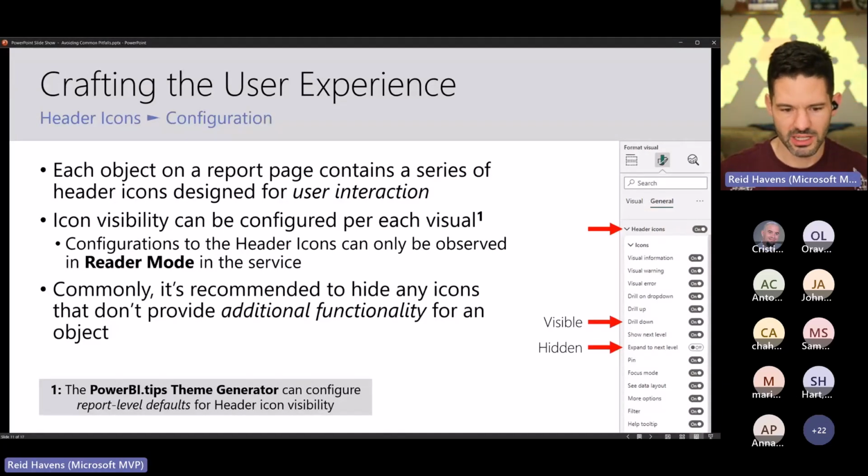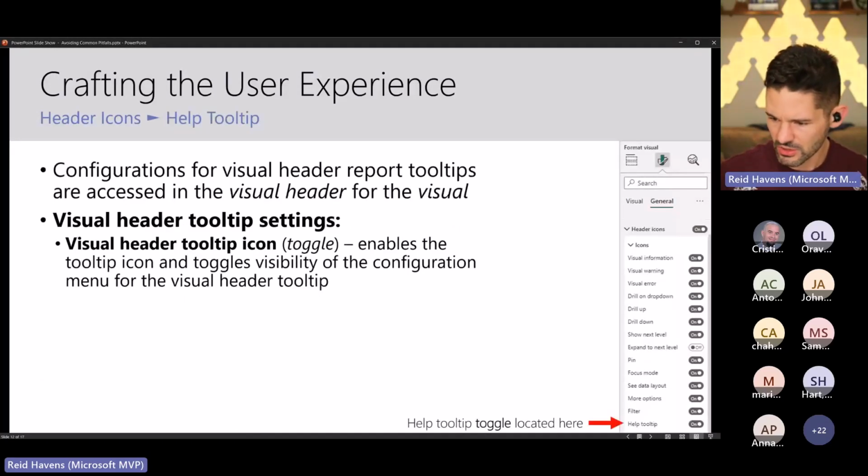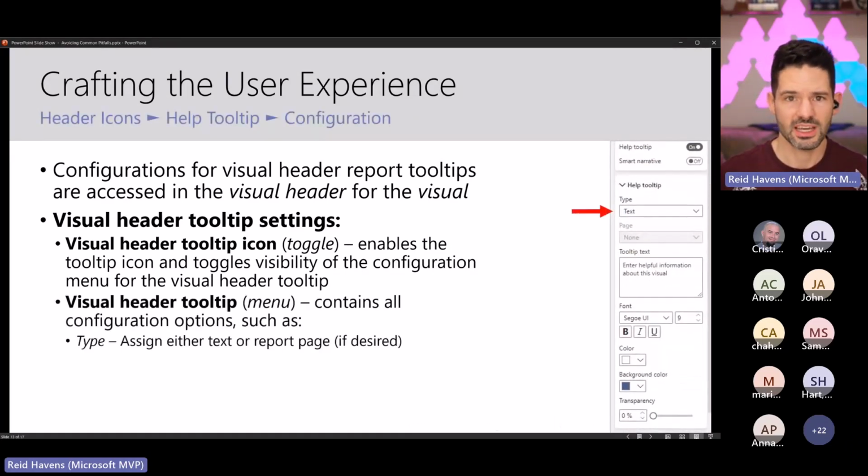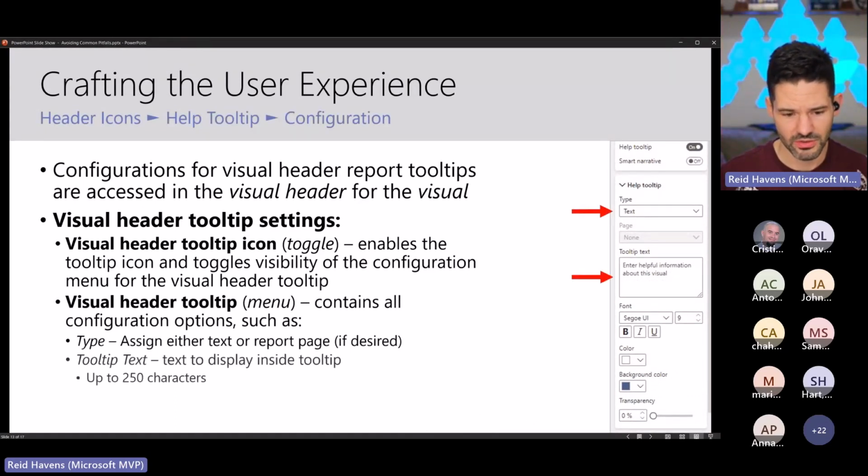And like I mentioned, it's commonly recommended to hide icons that do not provide additional functionality. The last thing I'll mention, which is a very useful visual header icon, is the help tooltip icon. It provides some information that explains details about the visual. It's a little text box that can provide useful text-based tooltip information up to about 250 characters, or you can attach it to a report tooltip page. Think of it as explainer text, a little bit of information that provides some context about the visual or the information contained within.